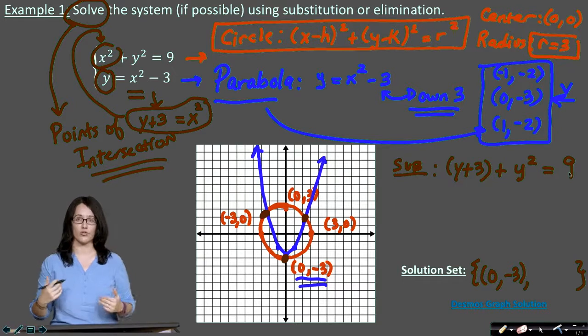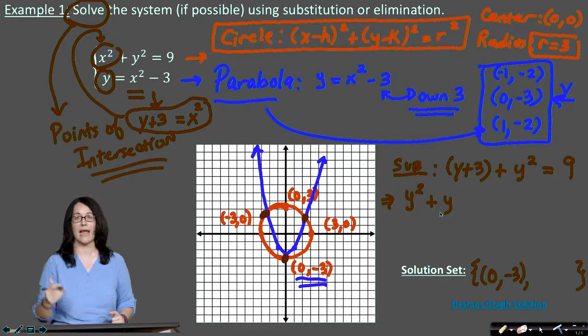Now we have a quadratic degree 2 equation. We know how to solve those. We need to get 0 on one side and see if we can factor or use the quadratic formula. Writing everything in descending order, we get y squared in front. We get the plus y term. Now we have a positive 3. But we also have a 9 that we need to move over as a negative 9 to get 0 on the right. So if you subtract 9 from both sides, that happens. 3 minus 9 is negative 6.